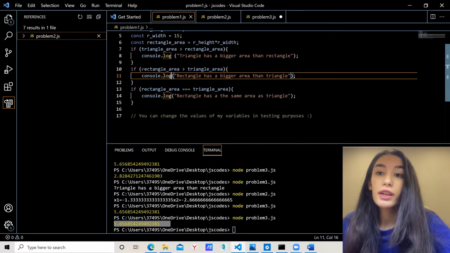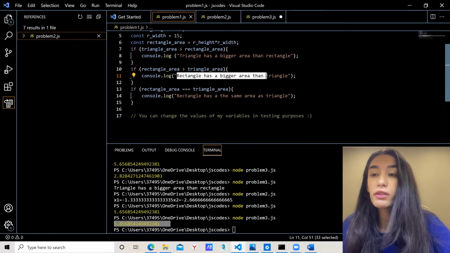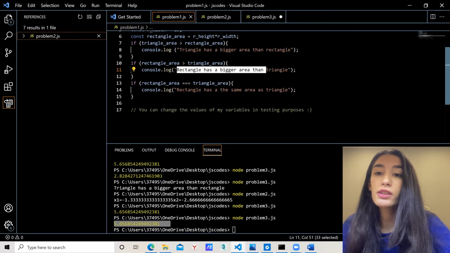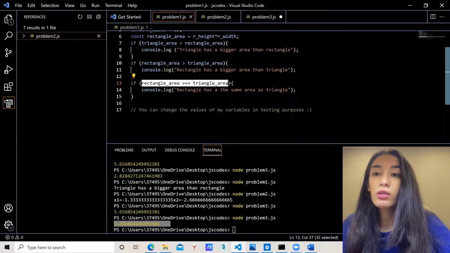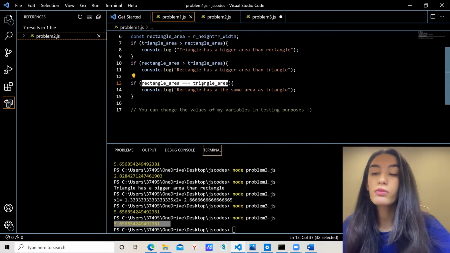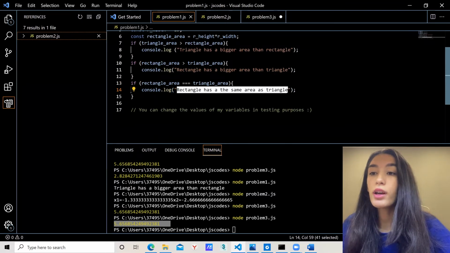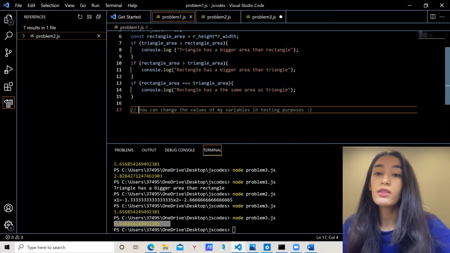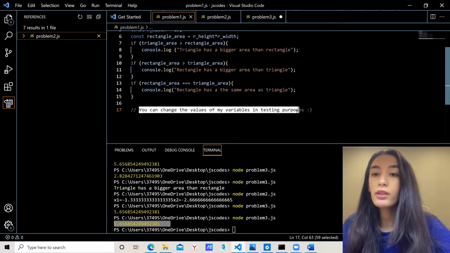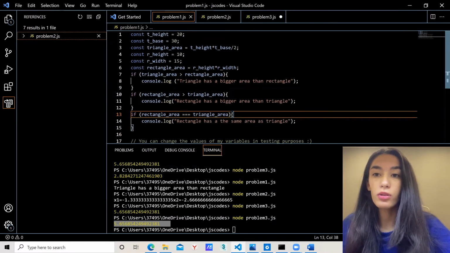And the second case is when the rectangle area will be bigger than the triangle area. In this case, it will print rectangle has a bigger area than triangle. And the last case is when the areas will be equal. So rectangle area is equal, we are using 3 equal signs for equality, to triangle area. In this case, it will print that rectangle has the same area as triangle. And I have just commented here that we can use any values for the variables to test our program.